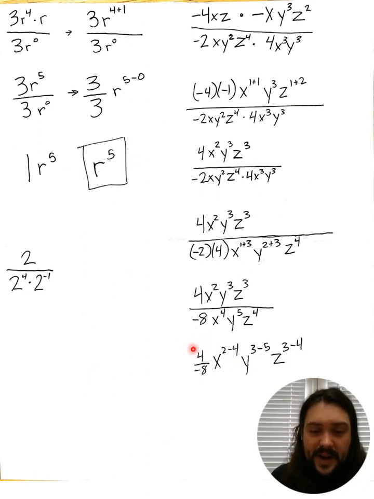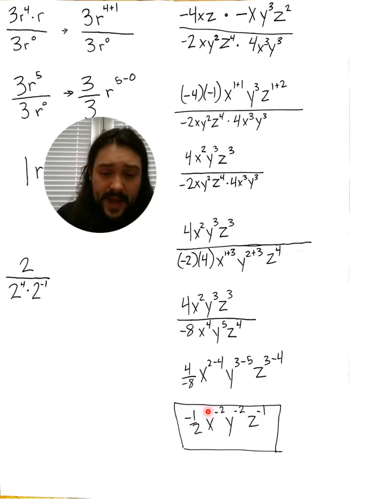So 4 divided by -8. Let's see, 4 goes into both of those. So we have 4 divided by 4 is 1. 8 divided by 4 is 2. So we get -1/2 x to the -2. 2 minus 4 is -2. Y to the -2. 3 minus 5 is -2. And z to the -1. 3 minus 4 is -1. And that is our completed simplified expression.